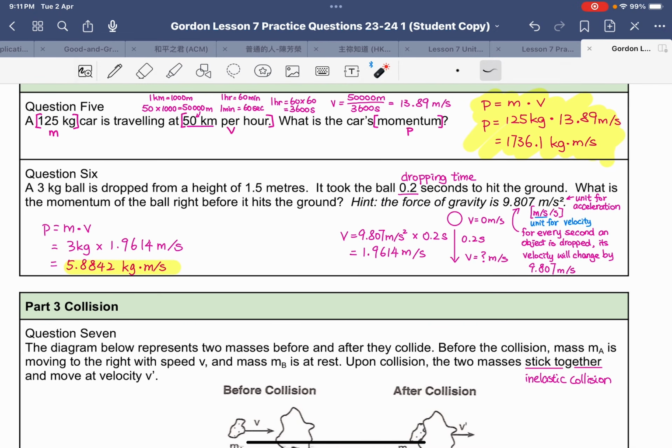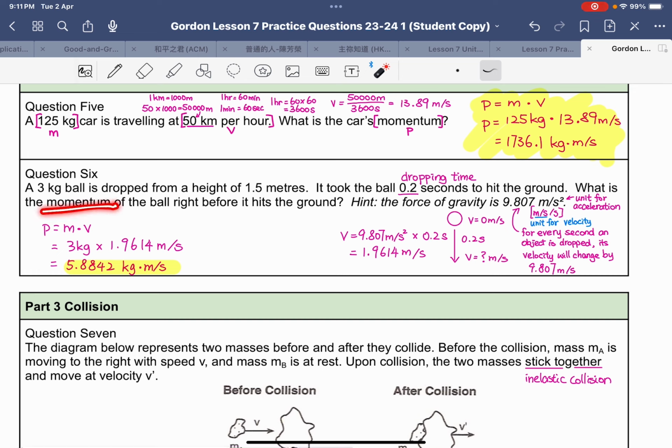Question 6. This is a very challenging question that brings in the force of gravity and acceleration. So a 3 kg ball is being dropped and it took the ball 0.2 seconds to hit the ground. What is the momentum of the ball right before it hits the ground?